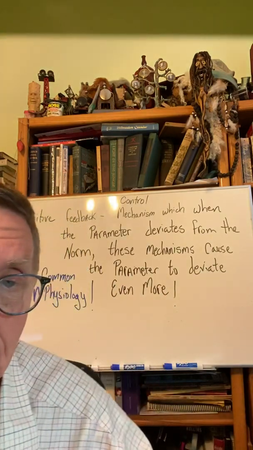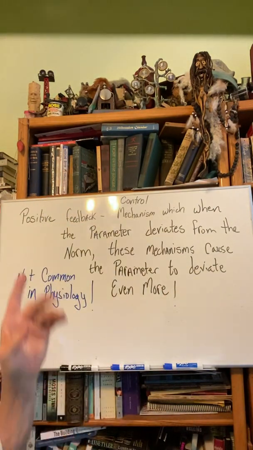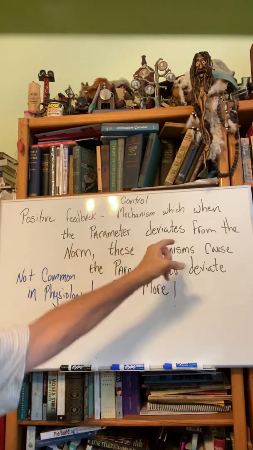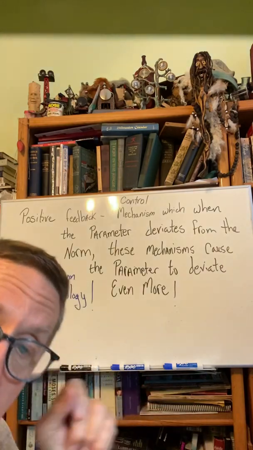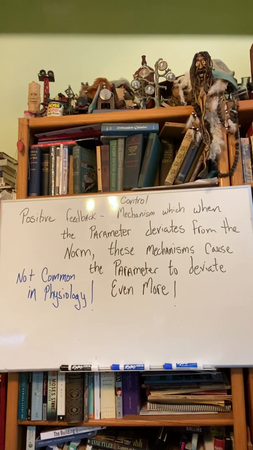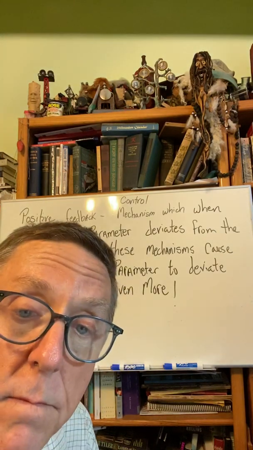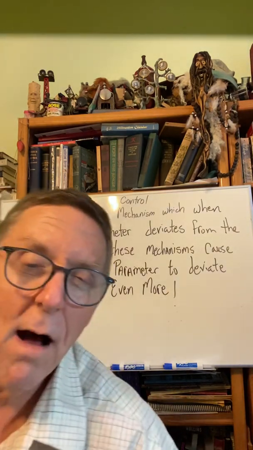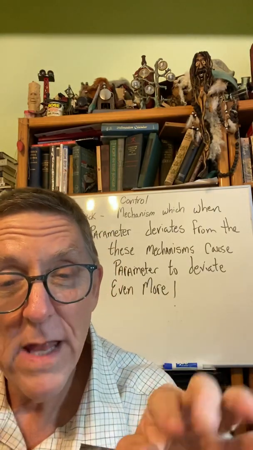So positive feedback, what would that be? Positive feedback is control mechanisms which, when the parameter deviates from the norm, that's that set point thing I was talking about, cause the parameter to deviate even more. Okay, so let's think about physiology. When might we have that? When things deviate, they are made to deviate more.